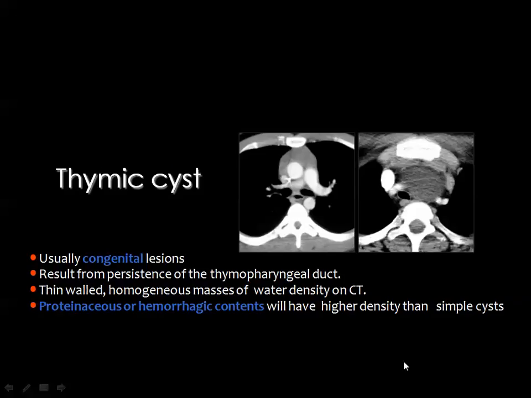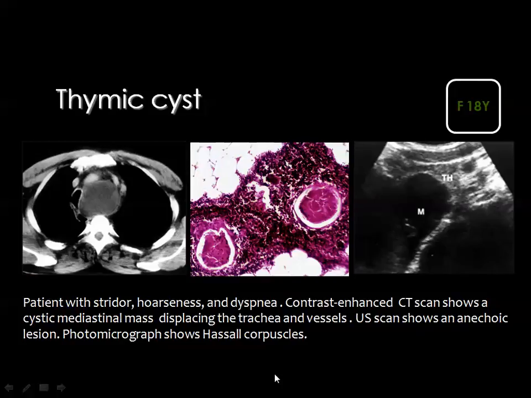And the thymic cyst is a congenital lesion, and it may result from persistence of the thymopharyngeal duct. The cyst will have the typical cyst criteria with clear water content and paper thin wall. However, some proteinaceous or hemorrhagic contents will increase the density of the cyst and also will change the signal intensity of the thymic cyst. And this is an anterior mediastinal cyst which is located along the left paratracheal area, compressing the trachea and displacing the vascular structures.